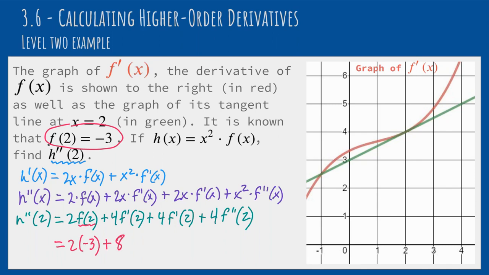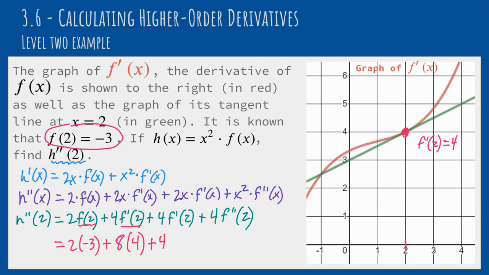If we look at the graph here, and we need to be really careful about this, we're told that this is the graph of f prime of x. So in red, this graph here is the derivative of f. It is not f, and we need to be really careful to not use that as f. So if we want to know what f prime of 2 is, then we're looking at the graph of f prime at x equals 2. It's just the value of this, which is going to be 4. So f prime of 2 is equal to 4. So this is going to be 4 here, plus 4f double prime of 2.